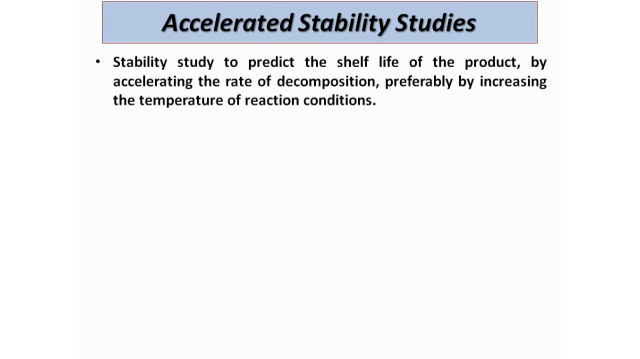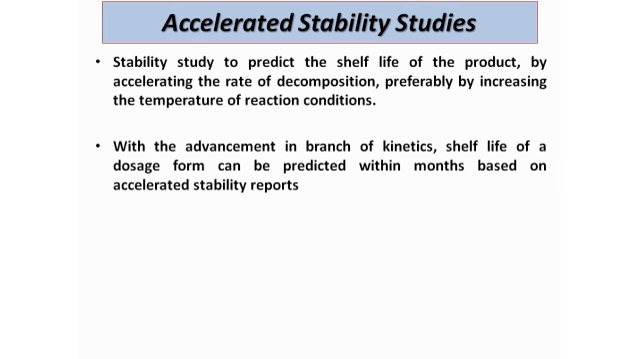The accelerated stability study is used to predict the shelf life of the pharmaceutical product that is prepared by the pharmaceutical manufacturing unit. So how does it work? This study accelerates, meaning it fastens the rate of decomposition of the formulation. How can it increase the rate of decomposition of a formulation, meaning a tablet or capsule? Simply by increasing the temperature of the reaction condition, right?